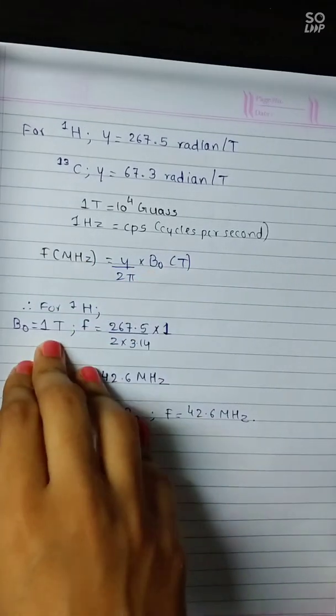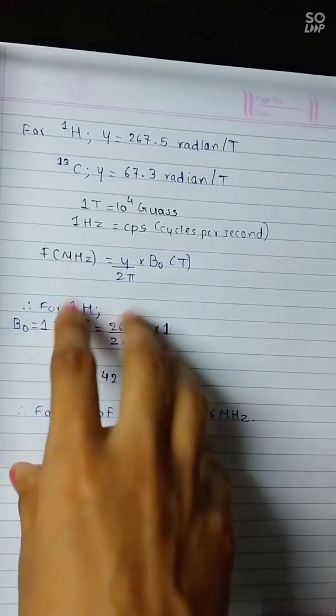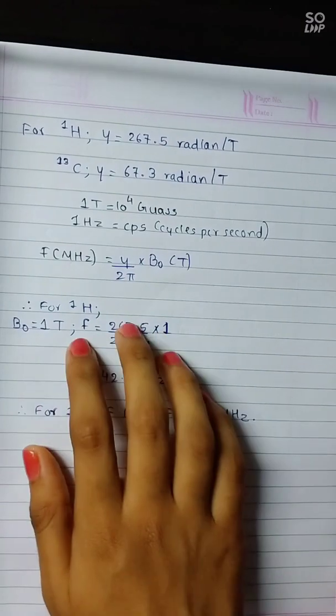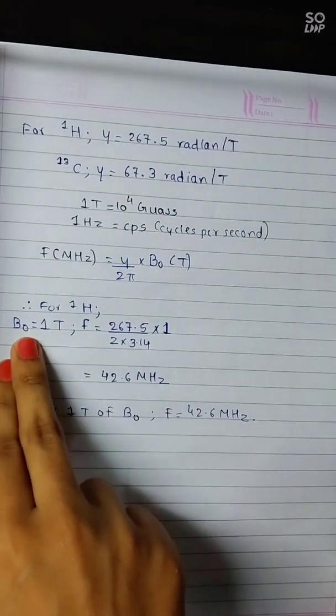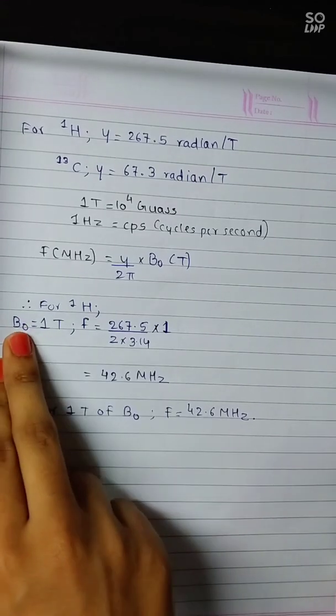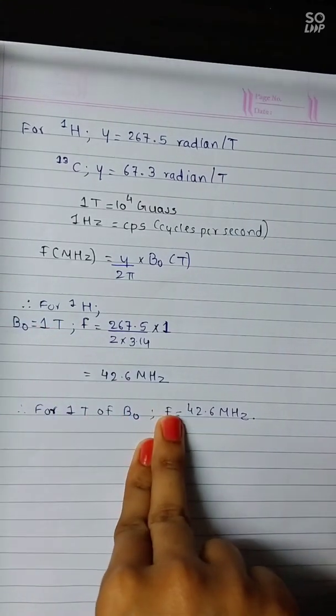This type of numerical question is generally asked in B.Pharm exams, so practice it well. Practice the same thing with 13 carbon NMR, when I give an external magnetic field of 1 Tesla, and tell me what the answer would be.